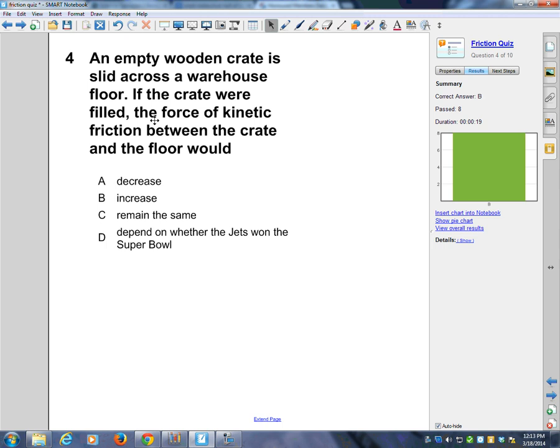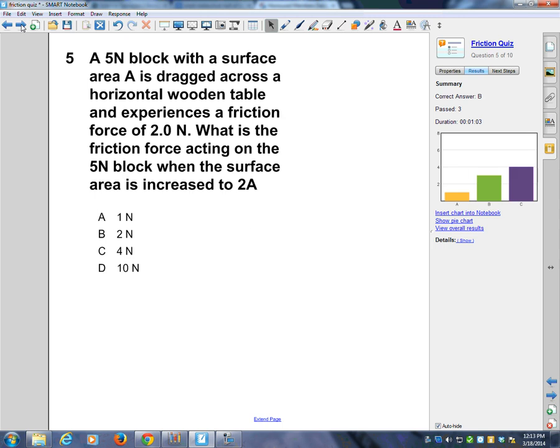Here, the surface area is increased to 2A, so the correct answer is B. There is no change. Surface area does not matter to friction force. I'm gonna write that down to start. Good idea, Mike. Does not matter to FF.